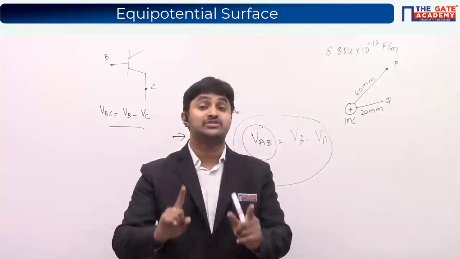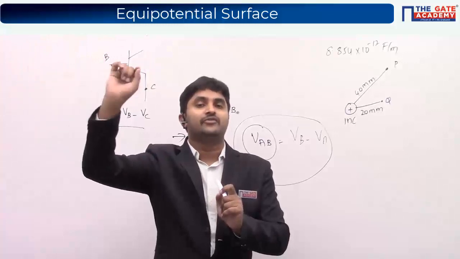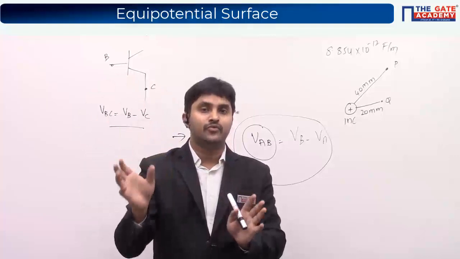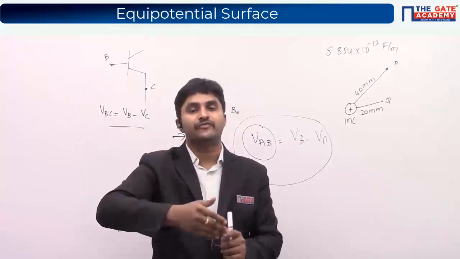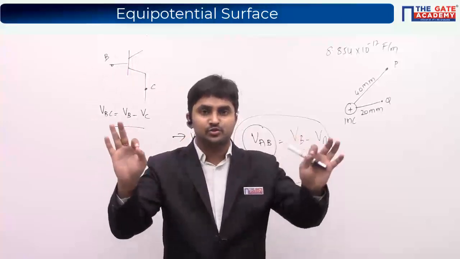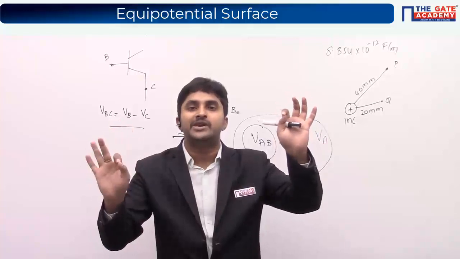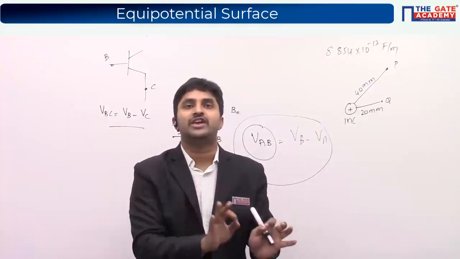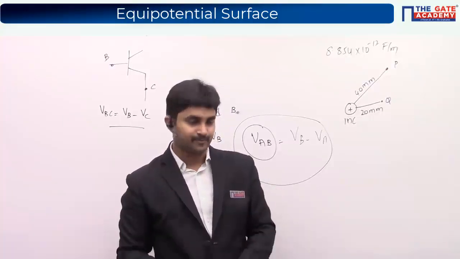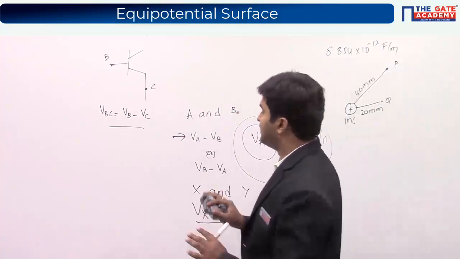Unless they mention that we are moving from point A to point B and find out the potential gained, then we would say it is VB minus VA. If you are moving from A to B, this clarification is given. But if you are asked about two different points and to find the potential difference between A and B, we should always go for VA minus VB. So this is something you have to take care of.